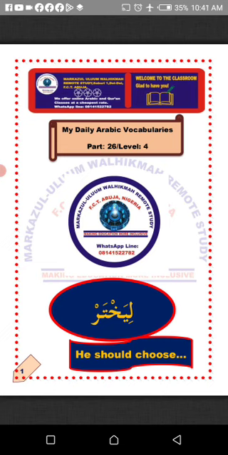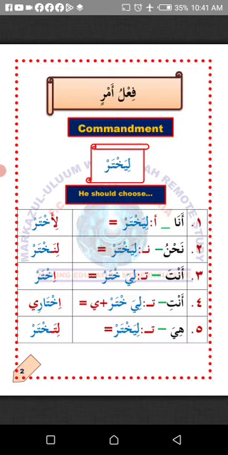Happy listening. We are going to learn from this lesson how to change the Arabic verb liyaktar to suit some certain pronouns in Arabic. فعل أمر, commandment.